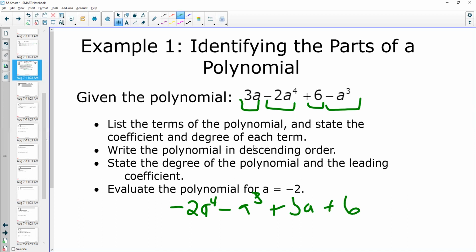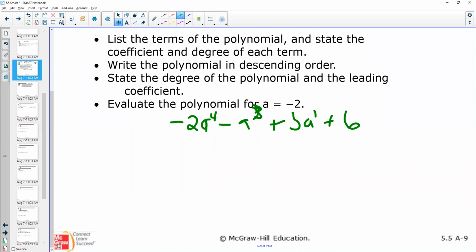So I'm going to pay attention to the order of the exponents. And this one technically has a 1, and 6 has 0. And then the highest degree here is a 4. So the degree of the polynomial is a fourth degree, and the leading coefficient is negative 2.